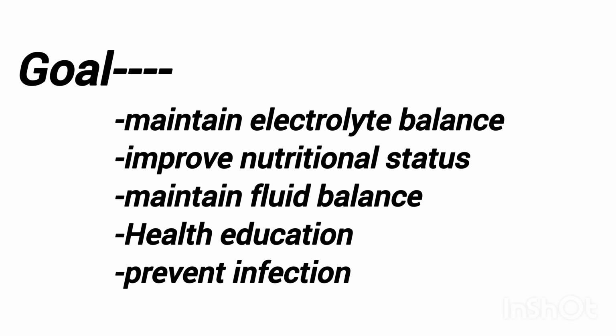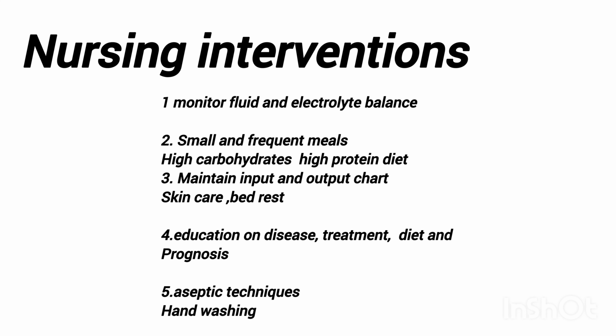Now we have done the diagnosis. Now the goals. The goals or planning for a patient with acute renal failure are: first, to maintain the electrolyte balance; second, improve the nutritional status of the patient; maintain fluid balance; health education, we have to prepare health education for the patient; then prevent infection. Now, nursing interventions: what will you do in order to maintain the fluid and electrolyte balance?